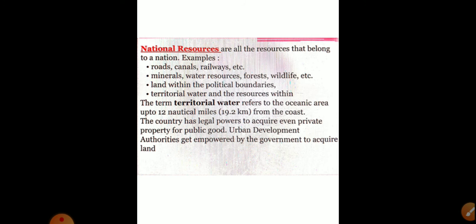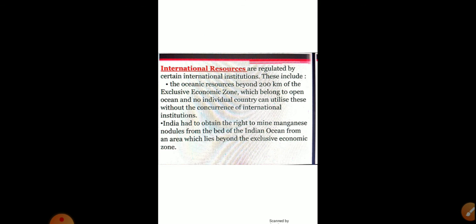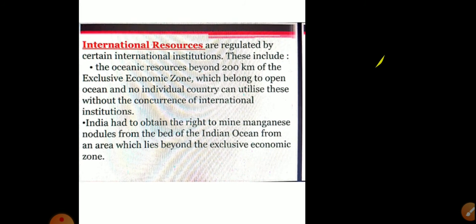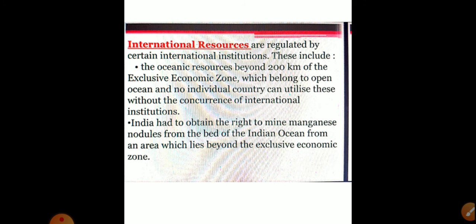Now students, we will come to the next topic, that is international resources. In these resources, there are international institutions which regulate some resources. For example, the oceanic resources beyond 200 nautical miles of the exclusive economic zone belong to the open ocean, and no individual country can utilize these without the concurrence of international institutions.